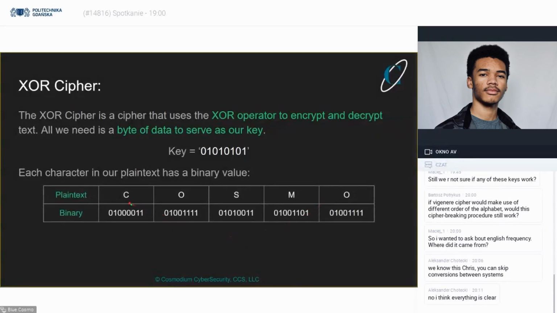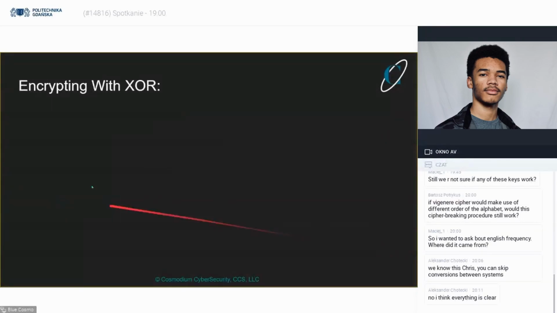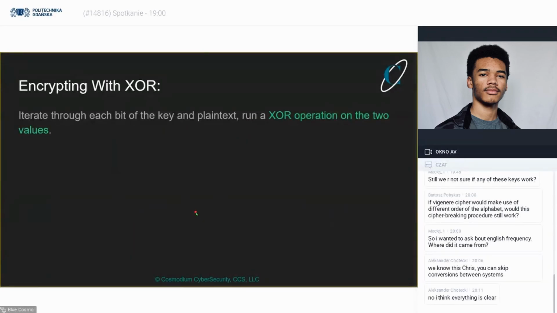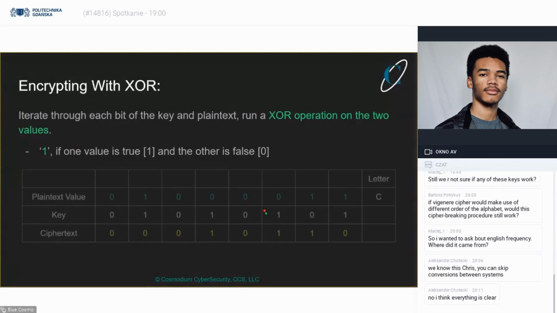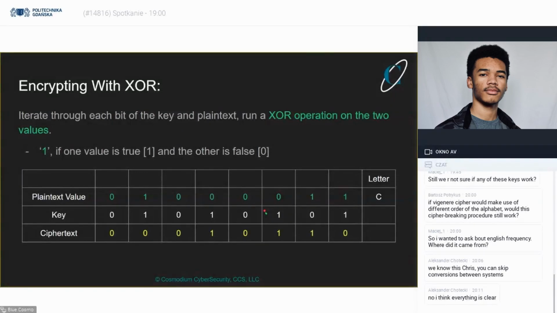For example, if we're using the plain text Cosmo, we can see that each of these characters has a binary value associated with ASCII or Base64. When we run it through the actual encryption process, we are basically iterating through each key and each plain text character, running an XOR operation on it and returning those output values. If one of these values is true and the other is false, we put a 1 in that placement. Otherwise, it will be a 0, because the answer is false.